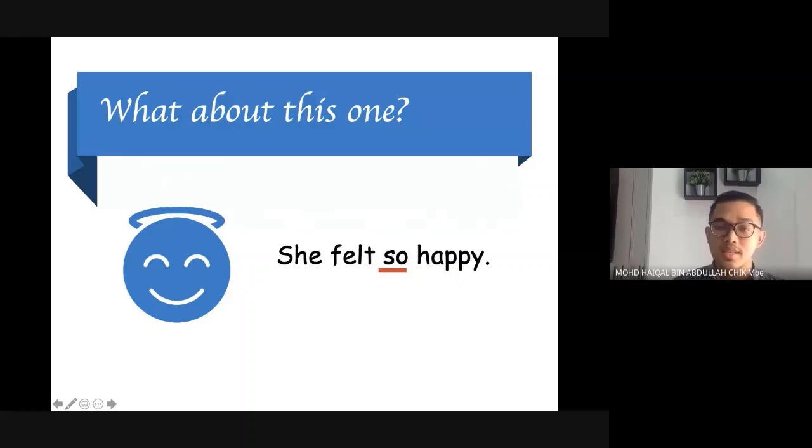All right, the answer is no. The word so here acts as an adverb. To be exact, an adverbial of degree, which modifies the adjective happy here. The word so used here doesn't mean that the sentence is a compound sentence. This is actually a simple sentence. This is just to extend more on the adjective happy. So here, so acts as an adverb.